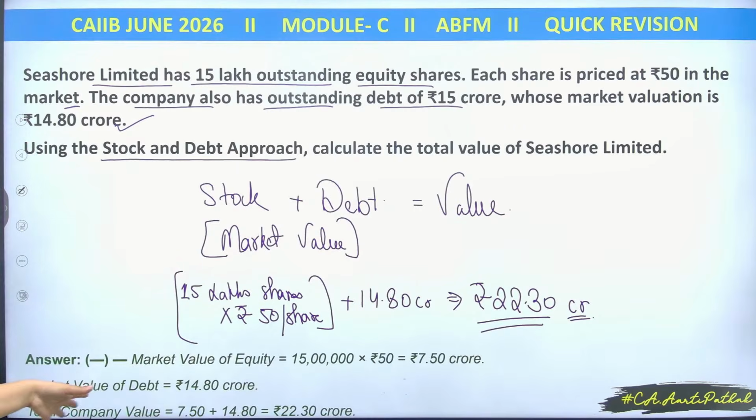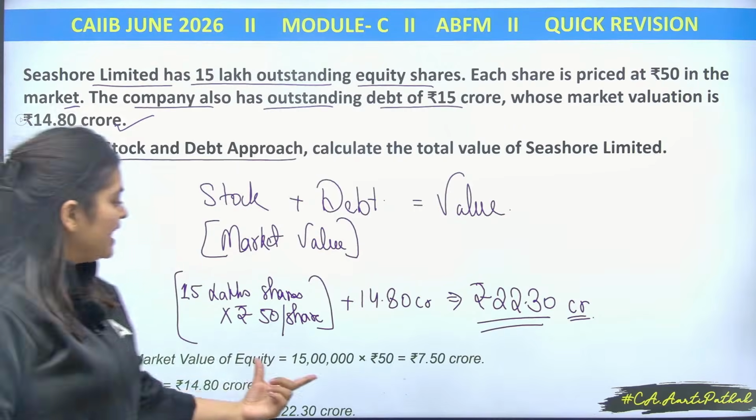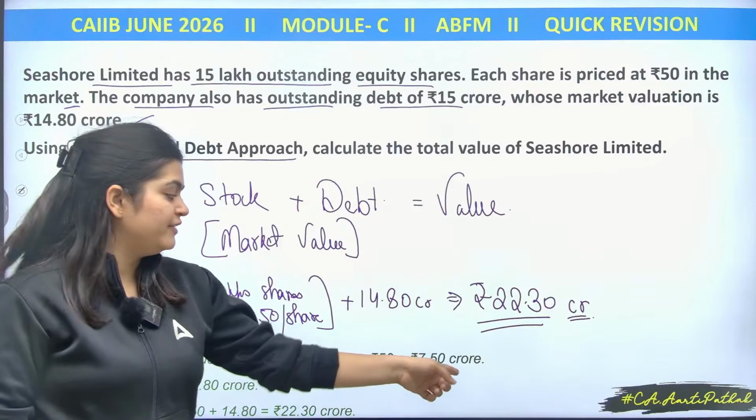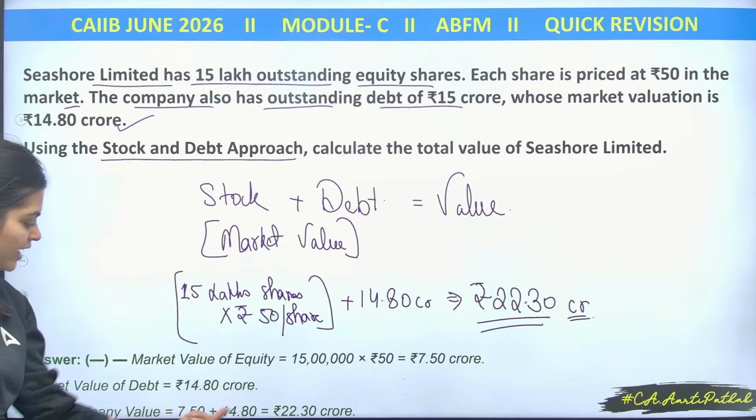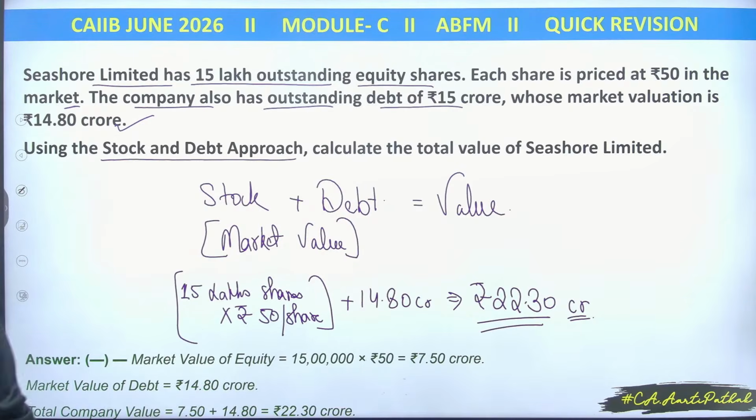Here's the calculation also. 15 lakhs into 50, that will give you 7.5 crores and the market value of debt is 14.8. Just add both the crores value, that will give you 22.30. Please make sure you are not making mistakes in these simple calculations.